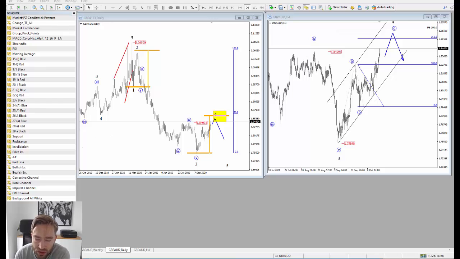Also, we have seen some risk-off sentiment, which is definitely not a good sign for commodity currencies. So we have seen weakness in this sector. On the other hand, we can see that euro and even Swiss franc and pound are somehow holding the supports.